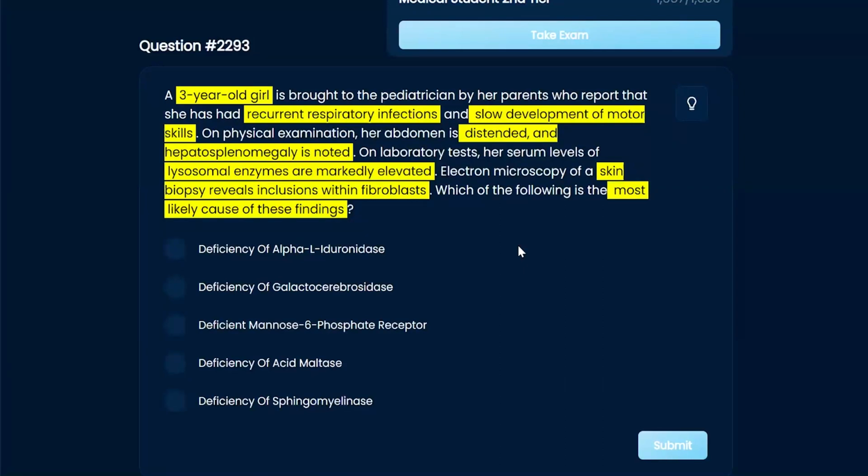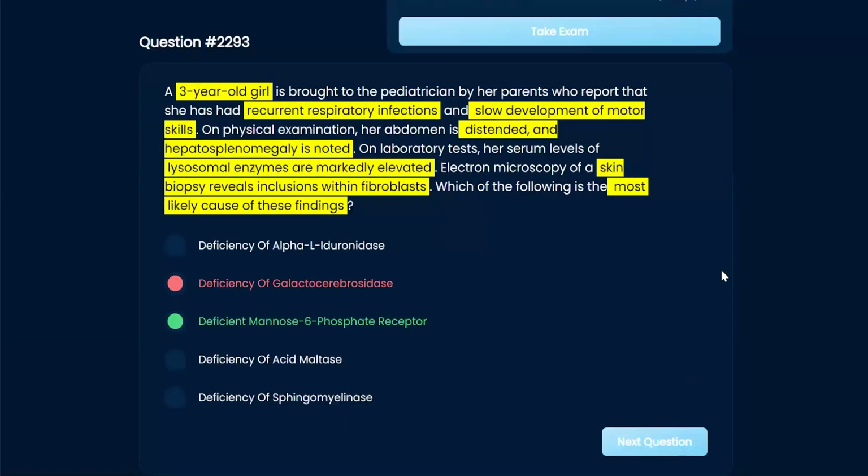Okay, so the recurrent respiratory infections, slow motor skills, hepatosplenomegaly. Hepatosplenomegaly is going to be one of your more specific things. So I believe hepatosplenomegaly you see in Gaucher, but not Fabry. And Gaucher is also your most common. So that's kind of where I'm leaning. That would be galactocerebrosidase. Because alpha-1, that's going to be Hurler. It doesn't really look like Hurler. You usually would see coarse features as well. Yeah, I think that's where I'm going to stick with.